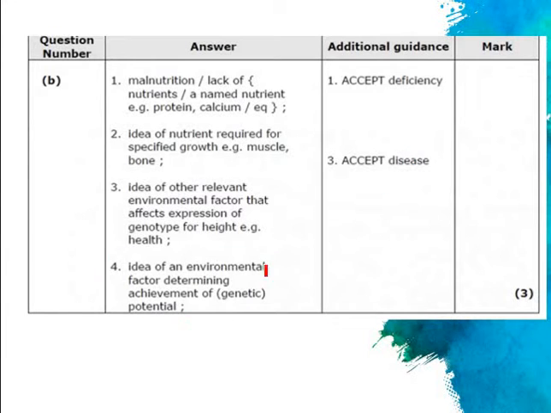And finally, idea of an environmental factor determining the achievement of the genetic potential height. We covered this in one of the last lessons I saw you, so the idea of this genetic potential height and the realized height.